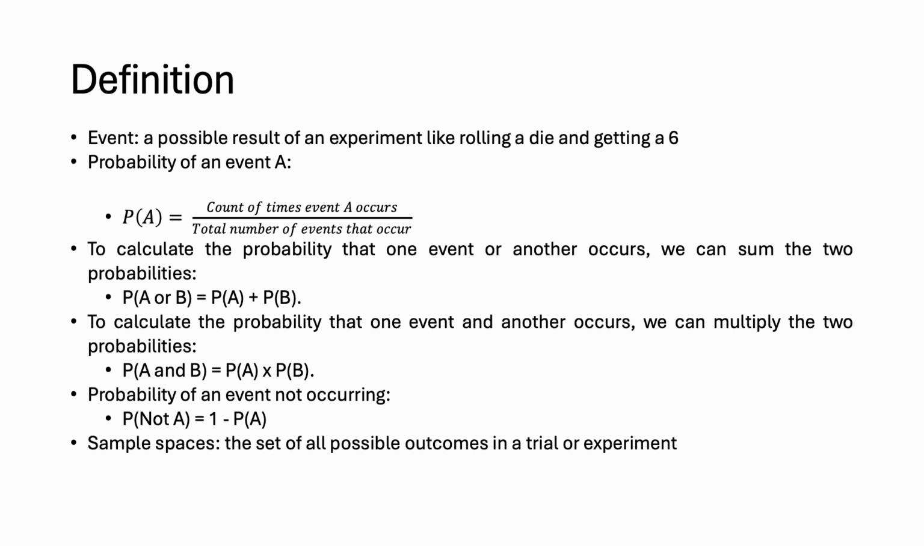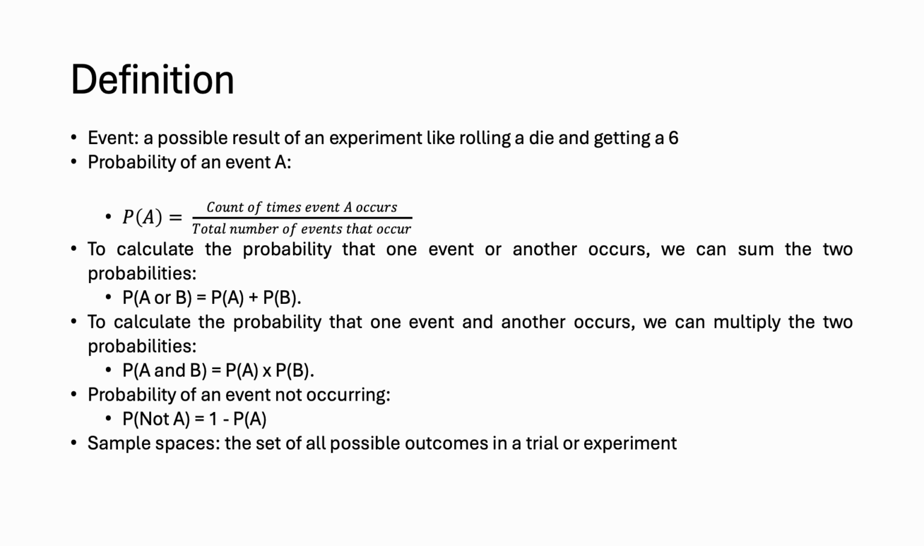Probability of an event A is the count of times event A occurs divided by the total number of events that occur, meaning that it will measure the size of the event that you are interested in relative to the size of the set of possible outcomes.